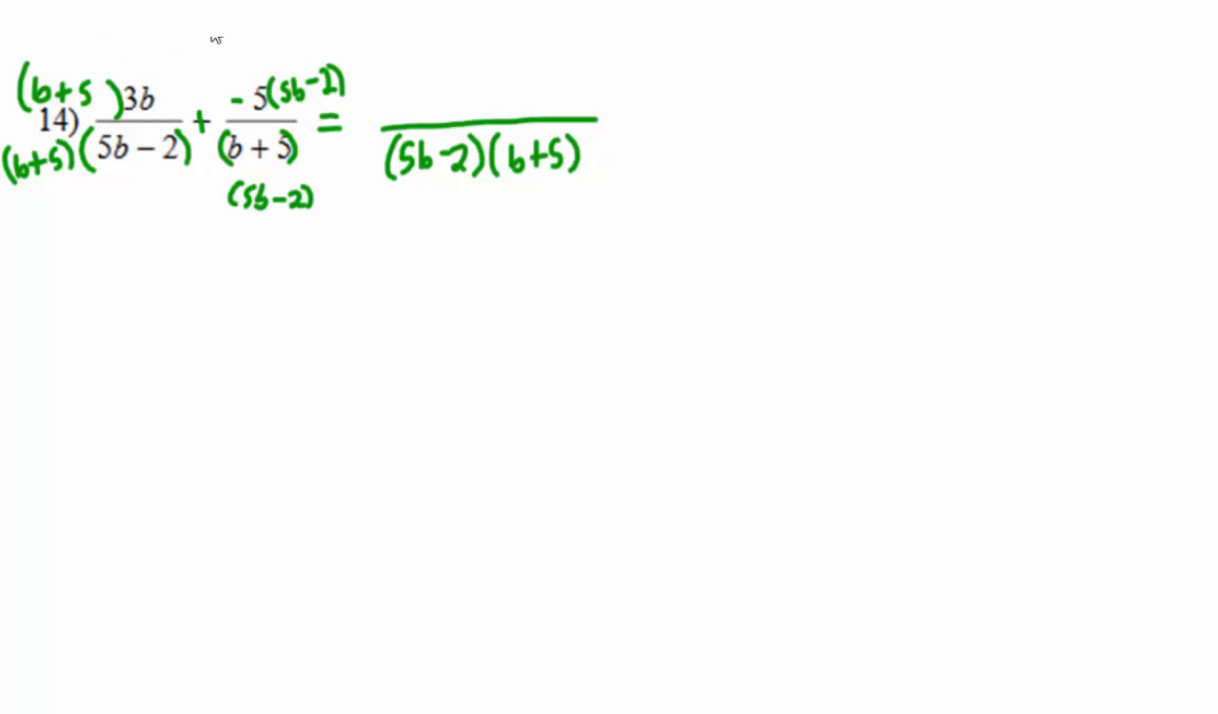And so the first one will have to distribute 3b, and we get 3b squared plus 15b. Now, because I switched it to plus a negative, now I know that I need to distribute a negative 5. And if we hadn't thought of it like that, we might mess that up. So this is minus 25b plus 10. So we've got some like terms in the middle.